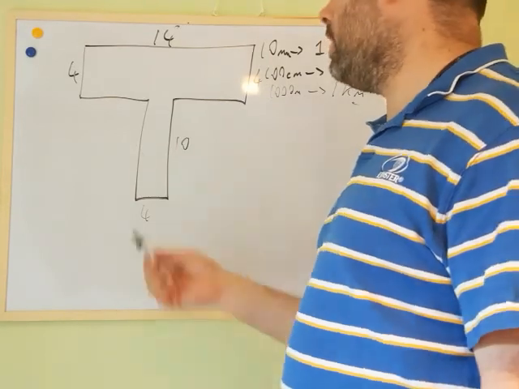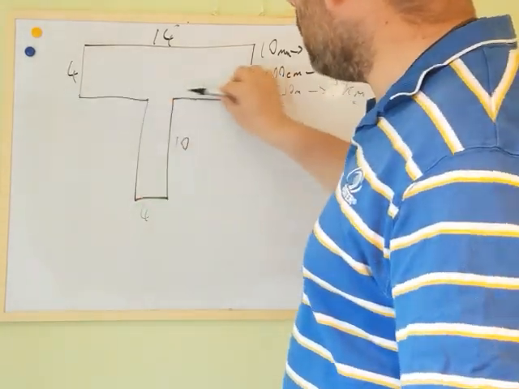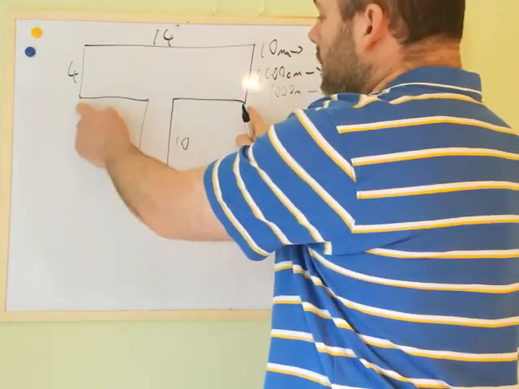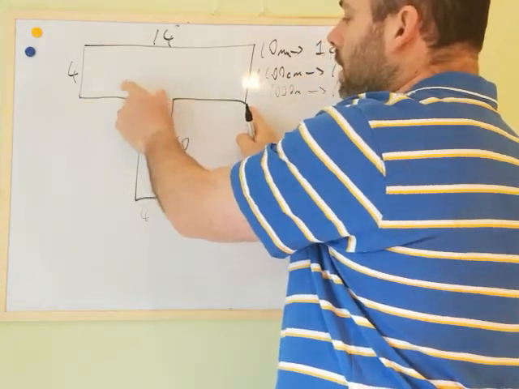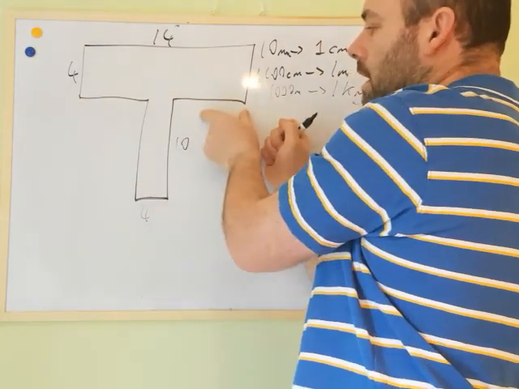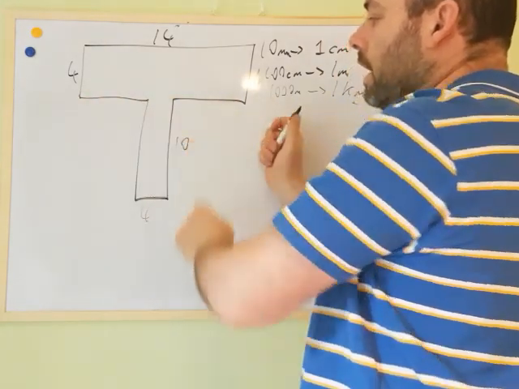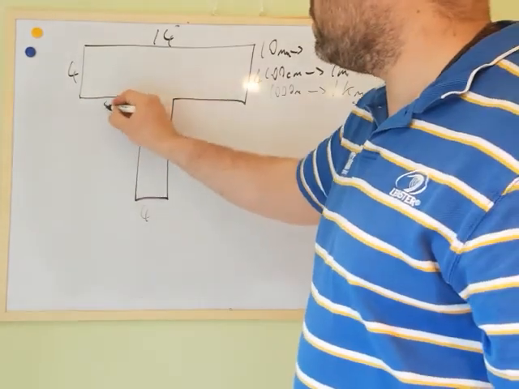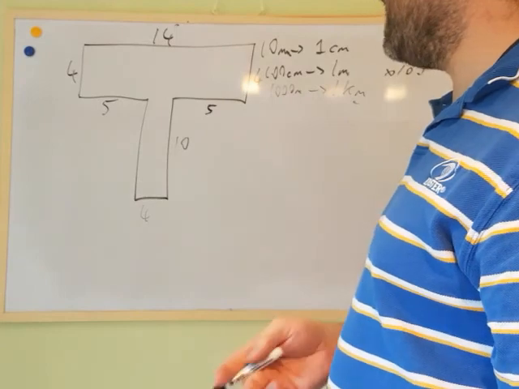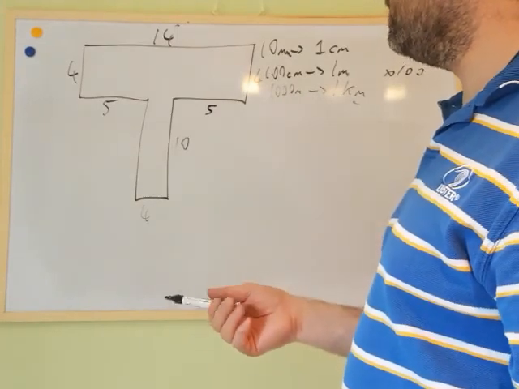Are you following me here? So this whole line here is 14. This length from here to here, minus this gap here, would be 14 minus 4, which is 10. So this plus this is 10. Therefore either of these sides must be 10 divided by 2, which is 5. And now we have all of our lengths, so we can add up our sides.